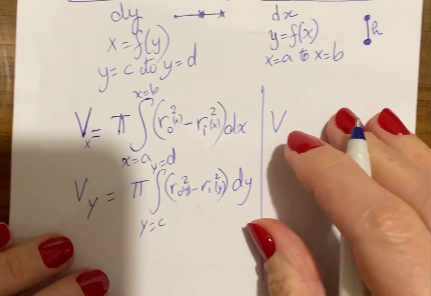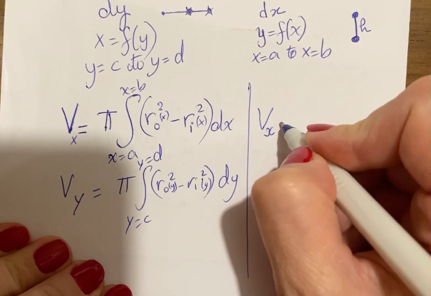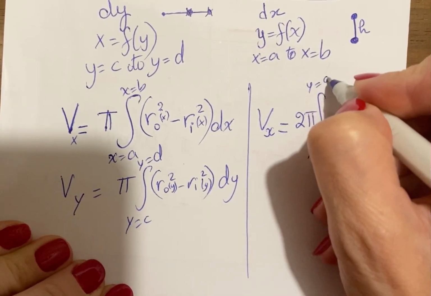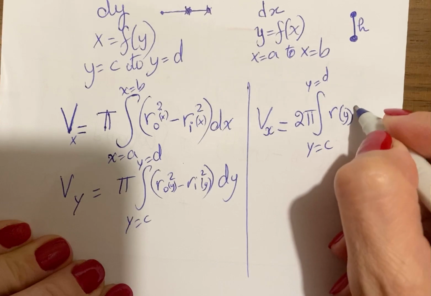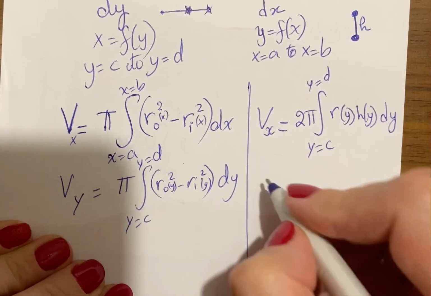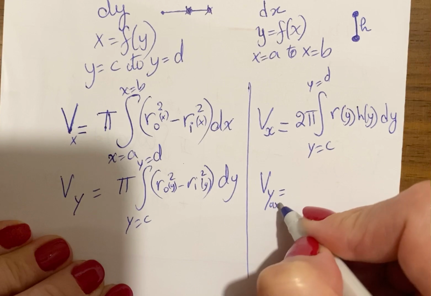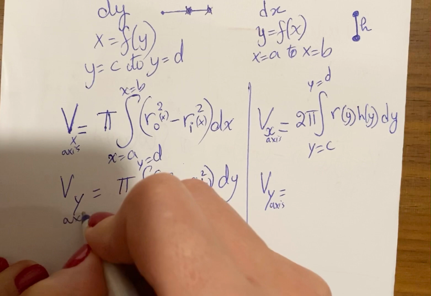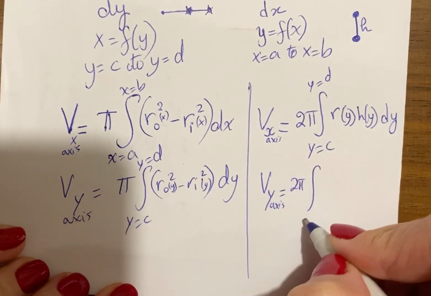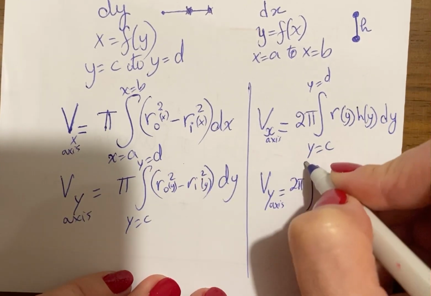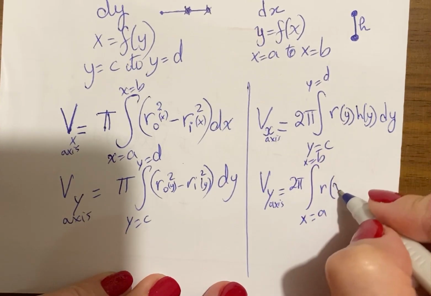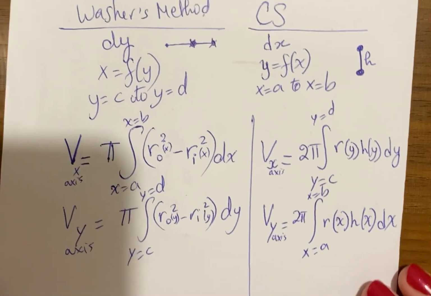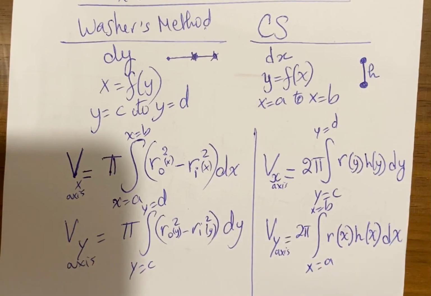Whereas in cylindrical shells, the volume with respect to the x-axis will be equal to 2 pi integral from y equals c to y equals d, r which is a function of y, h which is a function of y, dy. And if it's with respect to the y-axis, it's 2 pi, and then you do the other way around, so it's x equals a to x equals b. r will be a function of x, the height will be a function of x, and you will integrate with respect to x.